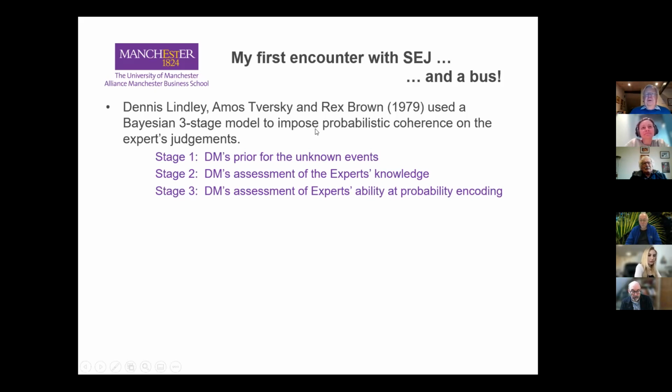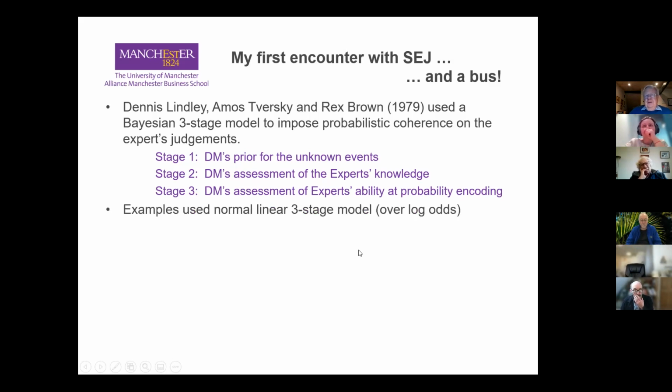But they used a three-stage model to impose probabilistic coherence on expert judgments. So you have a decision maker's prior of the unknown events starting out as your first stage. On top of that, you layer decision makers' judgments of the expert's knowledge. And on top of that, you have a third stage, which is a decision maker's assessment of the expert's ability at probability encoding. And you turn the Bayesian handle and answers drop out. Of course, in those days, the Bayesian handle was a normal linear three-stage model because there was nothing else. And you did it over log odds so that you could have an infinite range and all of that.